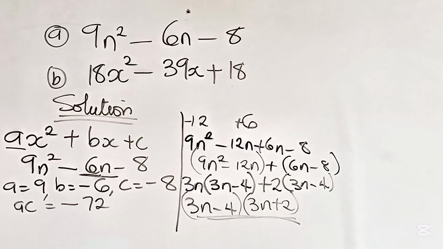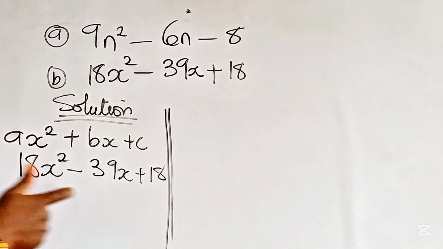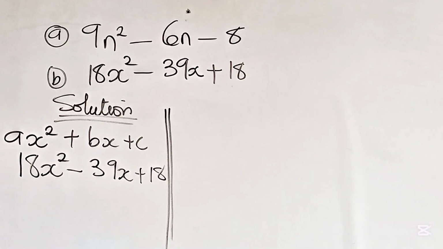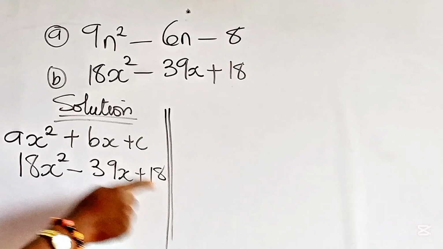Let's take a look at a second example that is slightly different from the first question. And here's our second example. Like I said earlier, this is quite different. This is slightly different from the first example. And the reason is this. We have 18x squared, 39x, and 18.